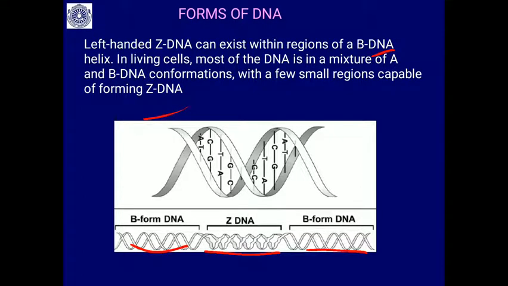So the structural conformation changes. You can see most of the time it will be B. In between you will find Z, or in between B form there will be A. So this is what you can see. The conformation may change from B to Z in certain regions.